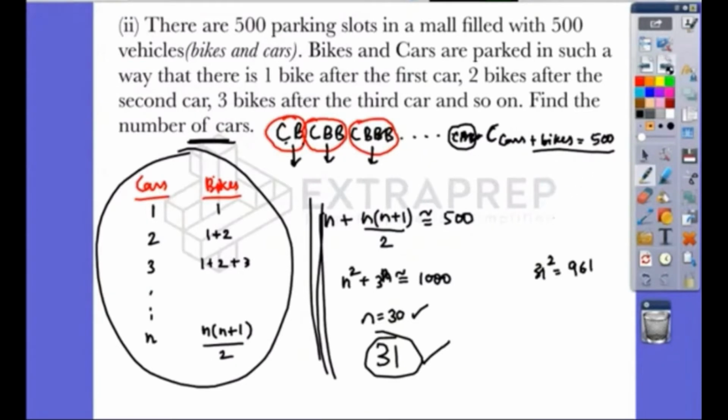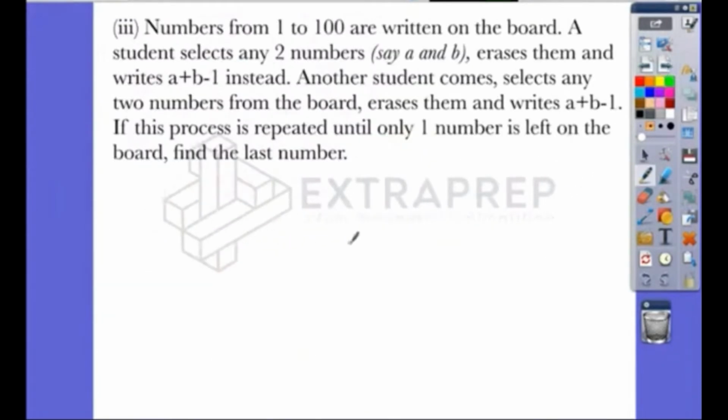The next question. This is an easy one, but the question seems tough. Look at the question now. Numbers from 1 to 100 are written on a board. A student selects any two numbers, say A and B, erases them and writes A plus B minus 1. So 1 to 100 numbers are written on the board. A student selects any two numbers.